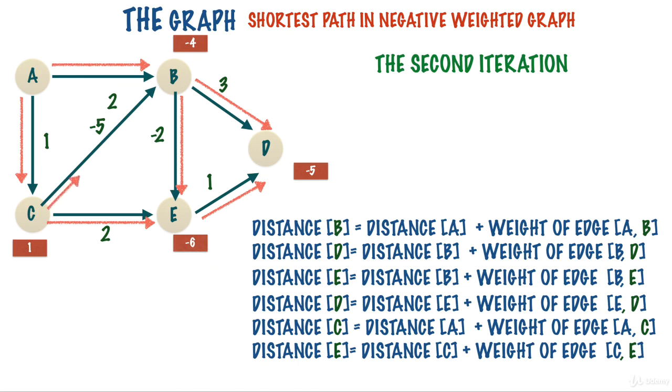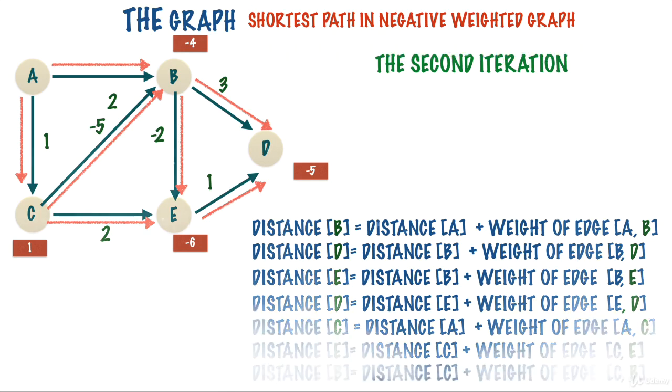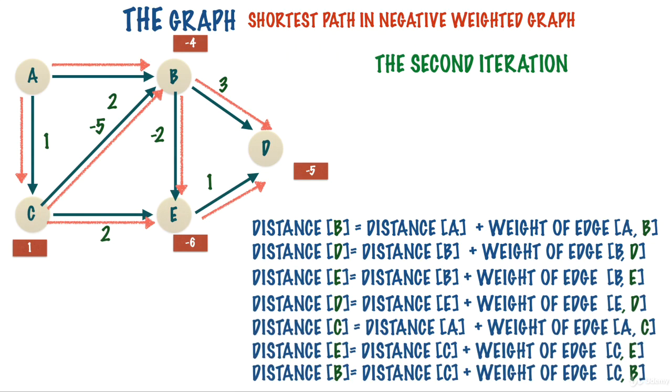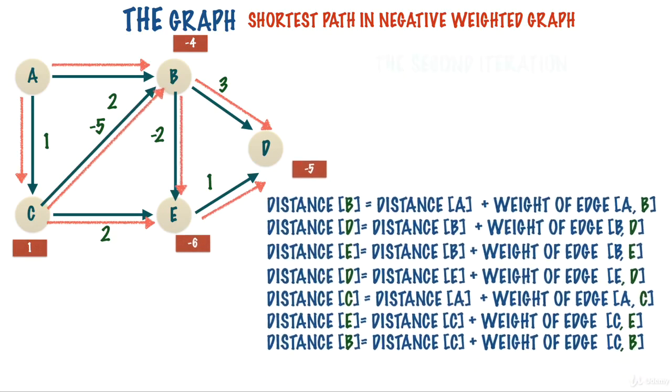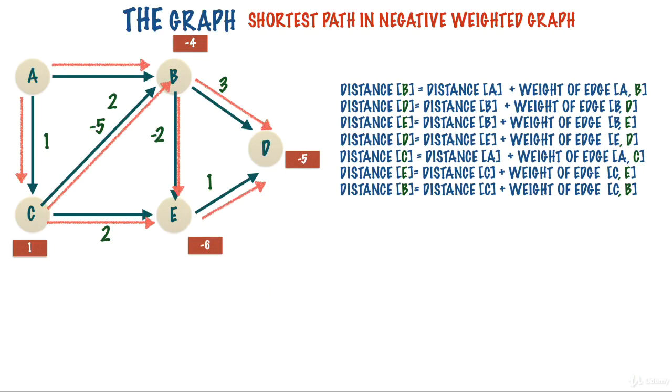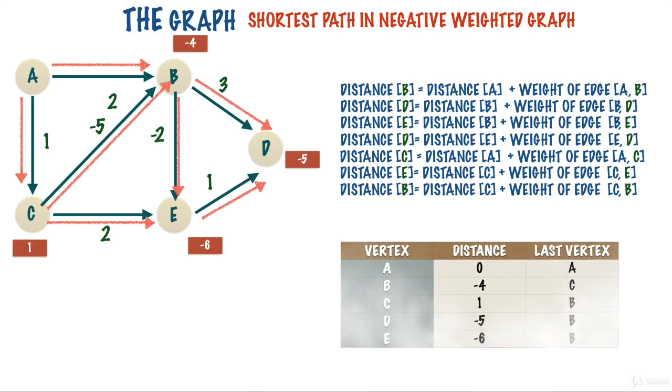We finally explore the last edge between C and B. Once again, this distance is -4. We already have updated B with the correct value -4. So we are done. We've explored all the edges once more in the second iteration. After exploring all the edges, we update the distance table with the new values.